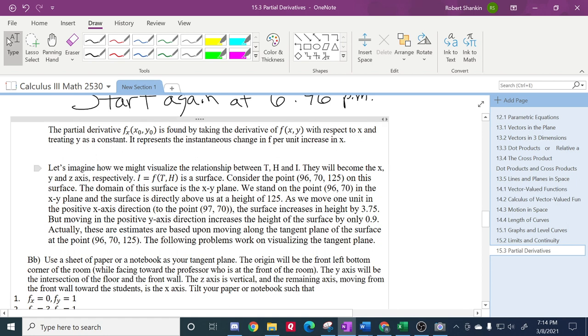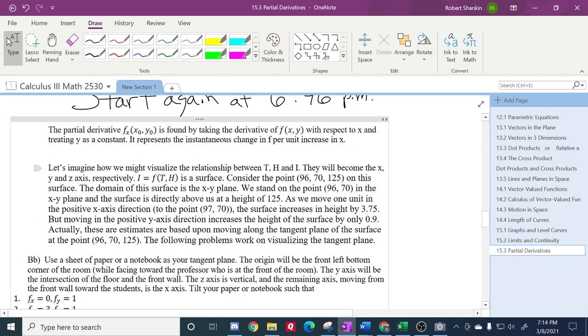So I'm standing at the point (96, 70) in the XY plane, in the classroom. From that point, I move one unit in the positive x direction, so I'm moving parallel to the x-axis, one unit. Now, the surface increases by a height of 3.75.